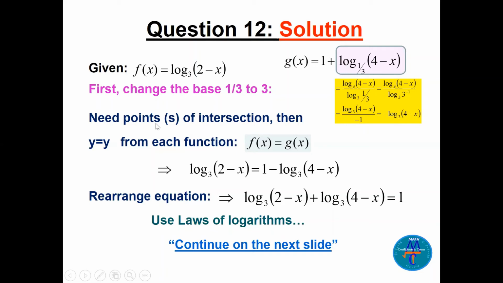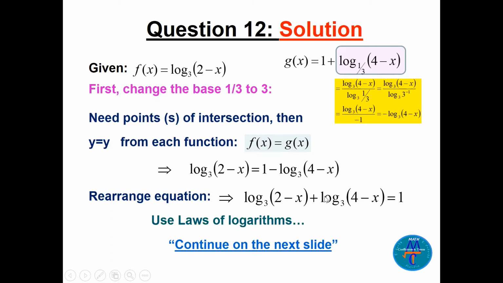Now, if we need point or points of intersection, I can take y is equal to y. That means f of x is equal to g of x. Because the points in the intersection have the same y, same x. So I can start with the same y. I put the function f, log base 3 of 2 minus x, equal to g, 1 minus log base 3 of 4 minus x. Then I can solve the equation now. So this is lecture number 8, solving logarithmic equations. So this one becomes on the other side equal to 1.